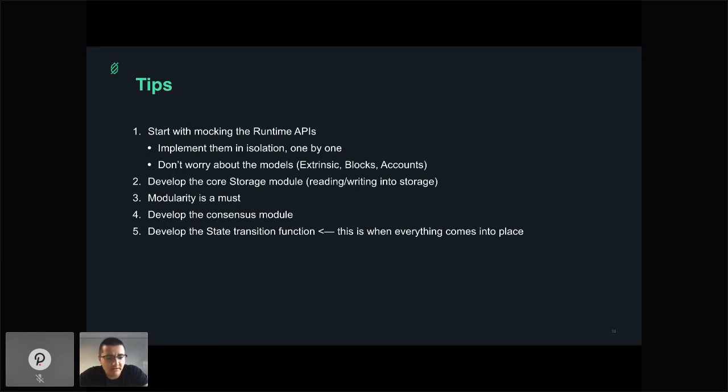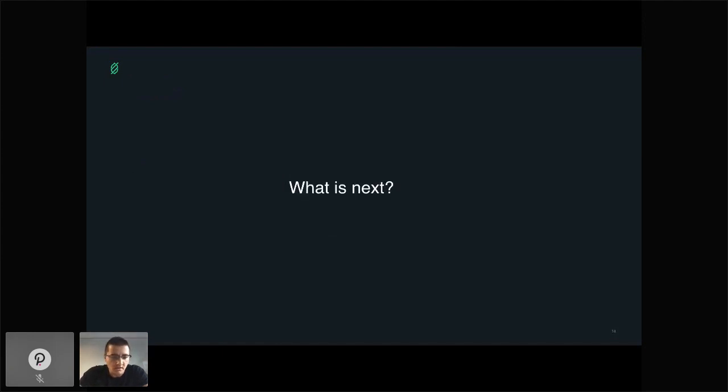After that, my advice would be to develop the consensus module. In our case, this was the Aura consensus, because it's the simplest one. Once you have that, you can proceed with the implementation of the state transition function. And this is when everything will come into place. Blocks are going to be produced and you have your extrinsics, etc.